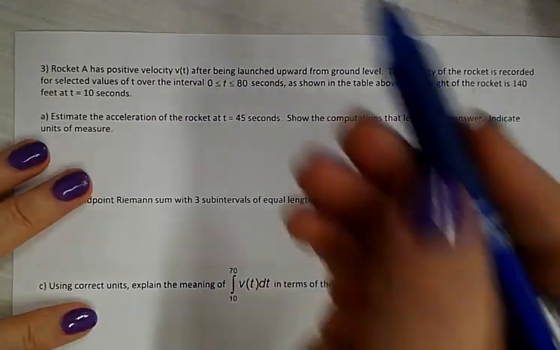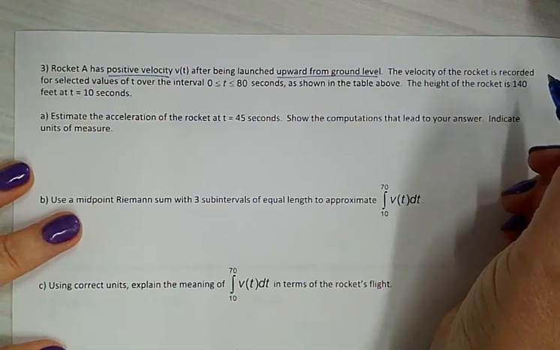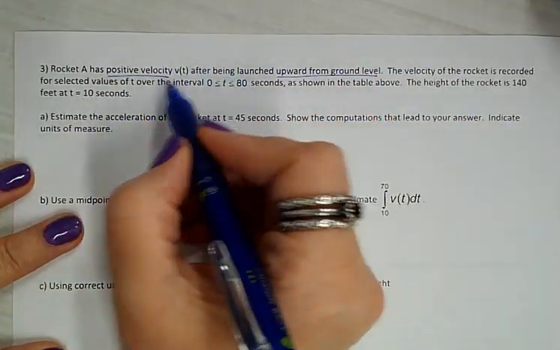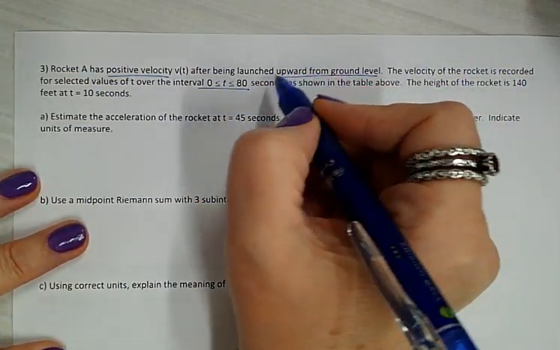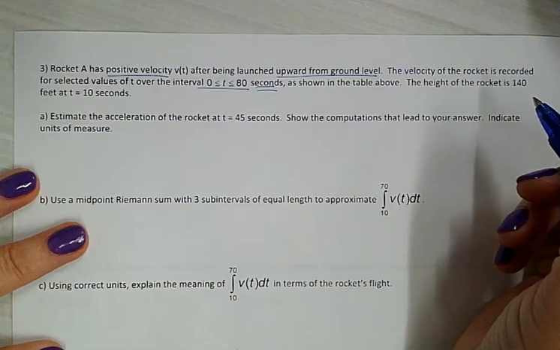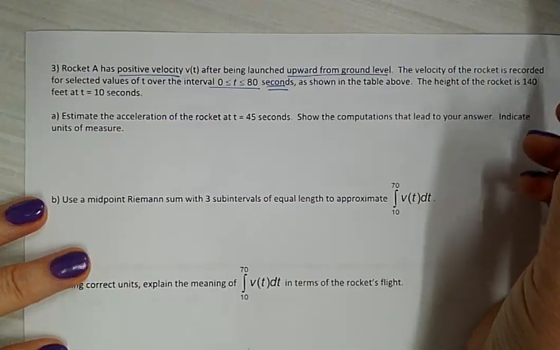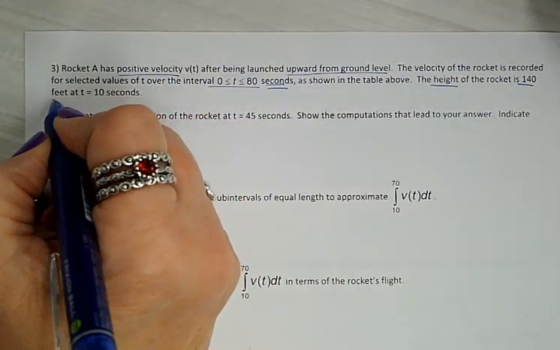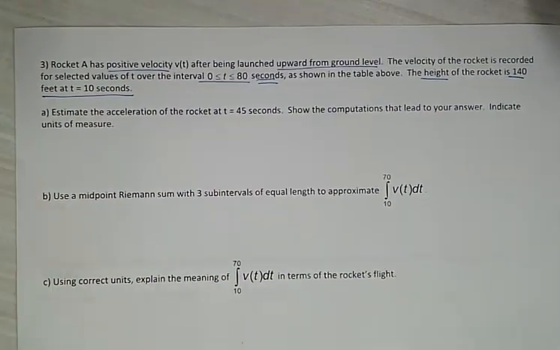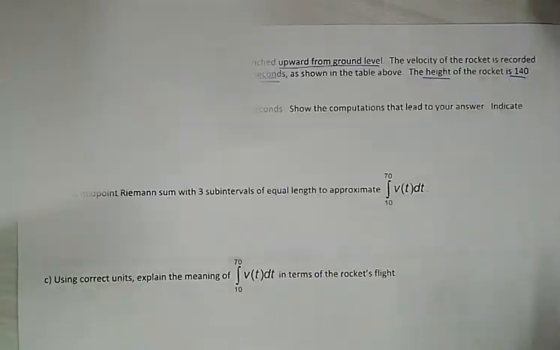Okay, so a rocket has a positive velocity after being launched upward from the ground. The velocity of the rocket is recorded for several values of t over the interval 0 to 80. Notice it includes 0 and includes 80. And the unit is seconds, as shown in the table from the previous page. Yours is just right above, but I spread it out and realized I didn't get the table there. Sorry about that. The height of the rocket is 140 feet at 10 seconds. So that's the information from the problem. And I'm going to be flipping back and forth so we can look at the table as well.